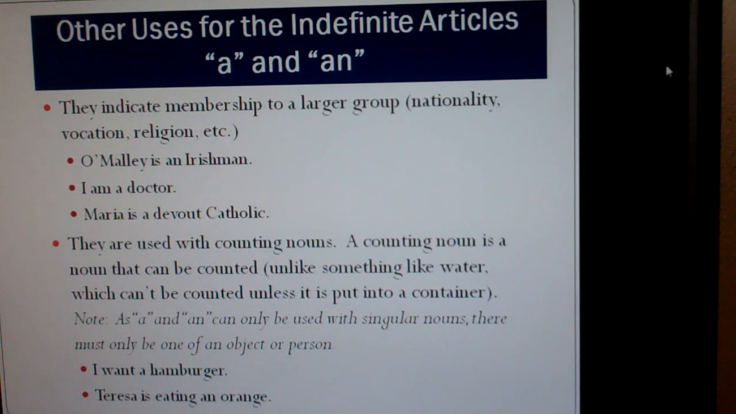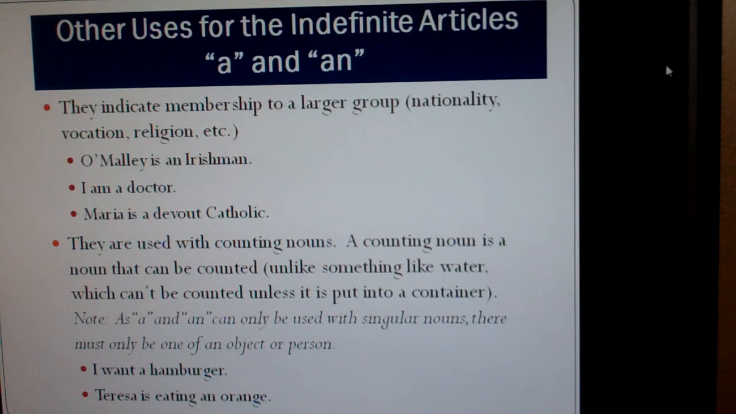Teresa is eating an orange. It's one orange, not oranges. So she's not eating two or more oranges. She's only eating one orange. So we use the indefinite article. And because orange begins with a vowel, you use an. And hamburger had an H that was pronounced, so you use a.